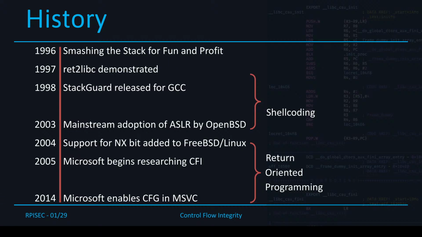And then the next year in 1997, we saw a demonstration of a technique called ret2libc, where you're returning to functions in libc, in the C standard library. And so that gives you a lot of freedom to do things like return to the system function, where you can just give yourself a shell through that.